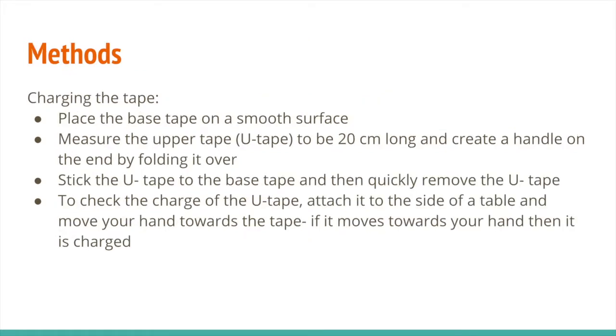In order to create a charged tape, place the base tape on a smooth surface. Measure the upper tape, or the U-tape, to be 20 centimeters long and create a handle on the end by folding it over. Stick the U-tape to the base tape and then quickly remove the U-tape. To check the charge of the U-tape, attach it to the side of a table and move your hand towards the tape. If it moves towards your hand, then it is charged.